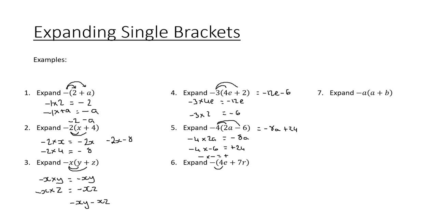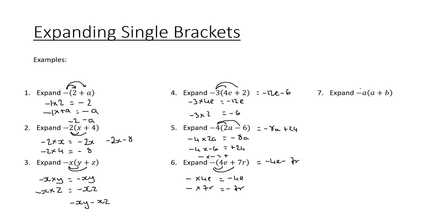Question 6: we have our minus times our 4e and our minus times our positive 7r. So very similar to example 1. A minus times 4e and a minus times 7r. So all we have to do is just put our minus in front of it. So we end up with minus 4e and minus 7r. And once we write it out, our expression is minus 4e minus 7r.